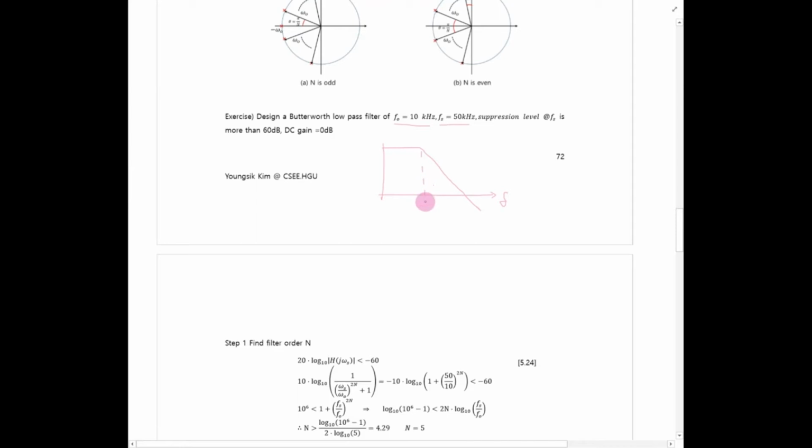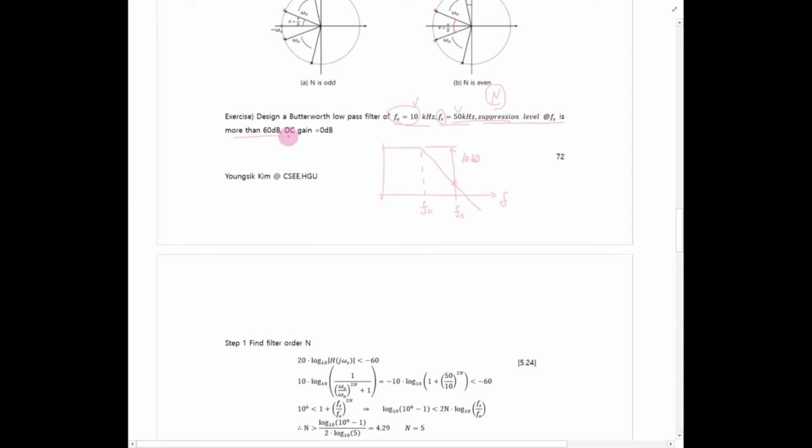This is the F0 frequency. Stop means that we need to provide the suppression level. Suppression level means that we have 60 dB suppressed at this point, where the frequency is Fs. That's the stop frequency. So this one is the corner frequency, but this one is the stop frequency. The stop frequency is specified for selecting the order of the filter. We need to design n, and the corner frequency is given, but we need to select n. A proper n should be chosen.